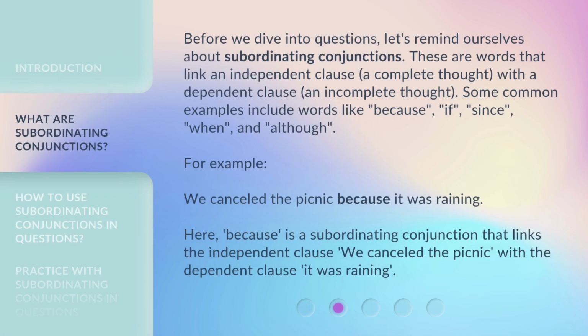Before we dive into questions, let's remind ourselves about subordinating conjunctions. These are words that link an independent clause, a complete thought, with a dependent clause, an incomplete thought. Some common examples include words like because, if, since, when, and although. For example, we canceled the picnic because it was raining. Here, because is a subordinating conjunction that links the independent clause, we canceled the picnic, with the dependent clause, it was raining.